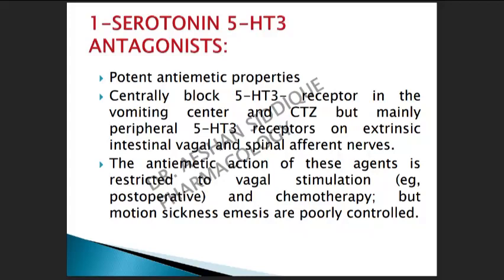The antiemetic action of these agents is restricted to vagal stimulation. For example, in the post-operative condition, there is vomiting. So these agents can be used for vagal stimulation as well as in chemotherapy. But motion sickness induced emesis is not controlled by 5-HT3 receptor antagonists. Now let me know what could be the reason behind it. What do you think the reason could be?